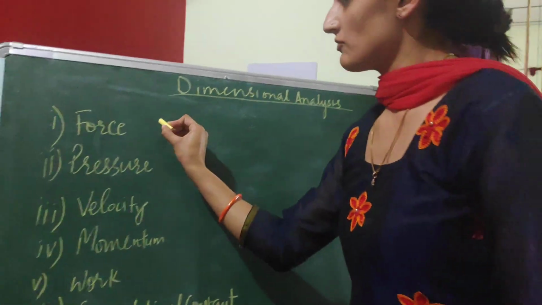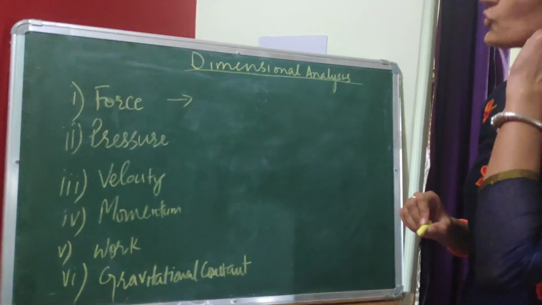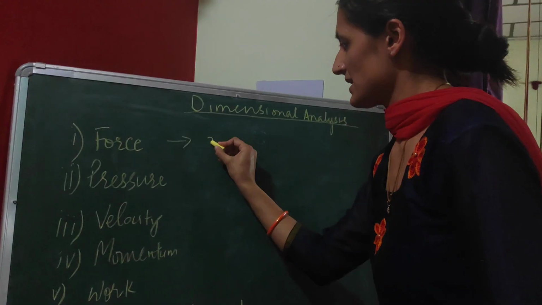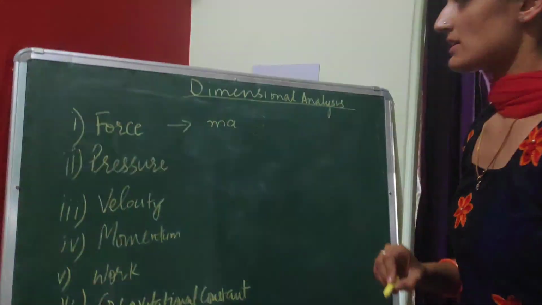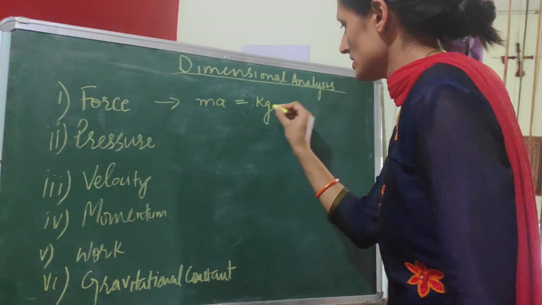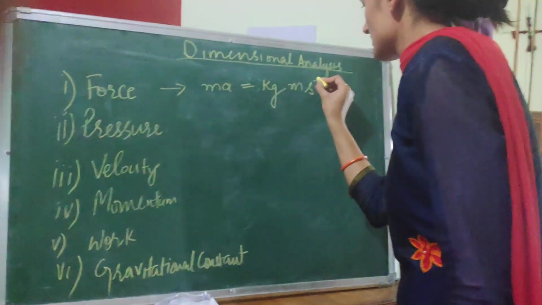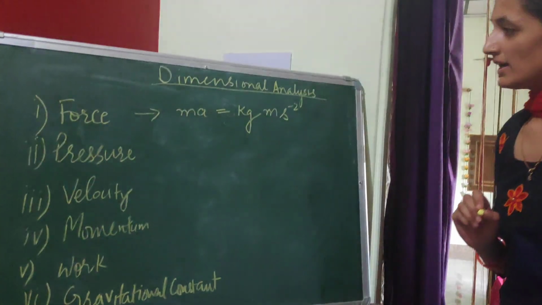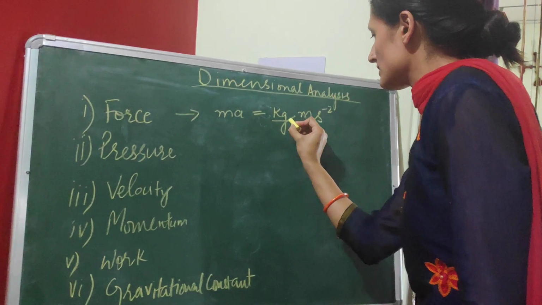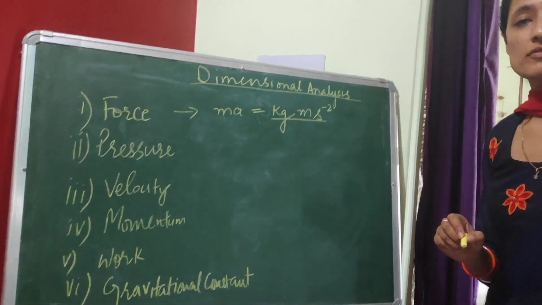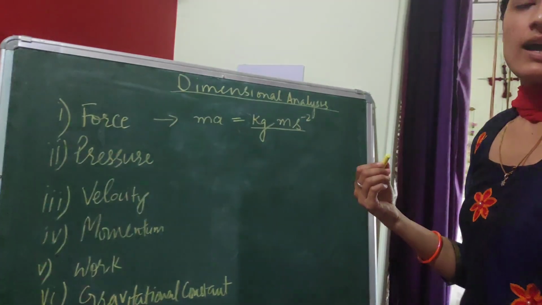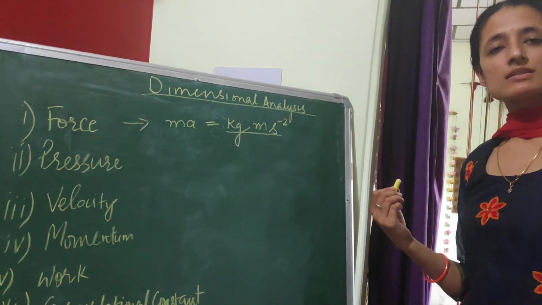Now let's start with force. To write the dimensional formula, we must know the units of force. What is the expression for force? That is mass into acceleration. The unit of mass is kg and acceleration is meter second minus 2. When we write the dimensional formula, we write these in terms of M, L and T. M means mass, L means length and T means time.